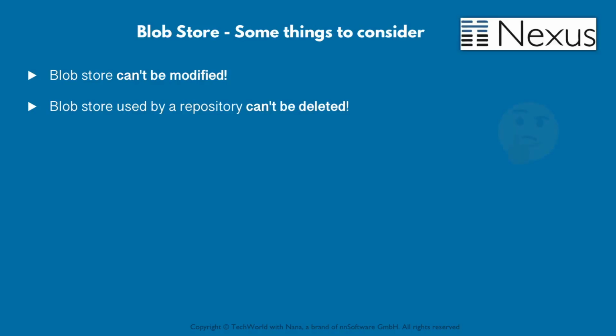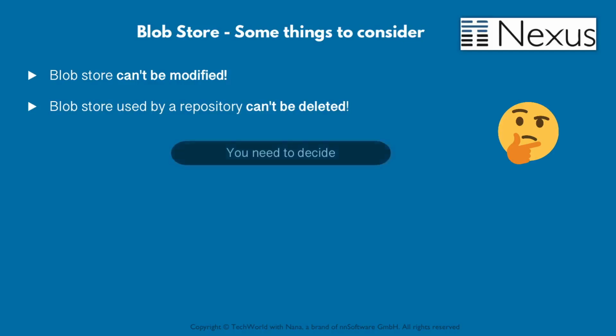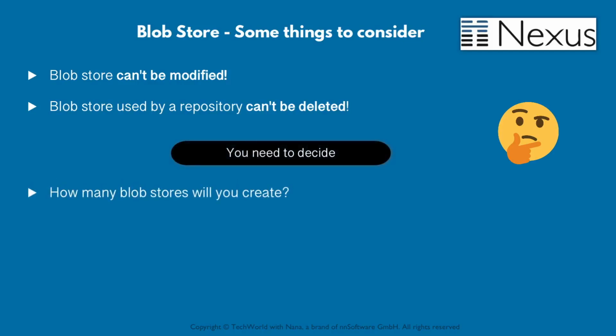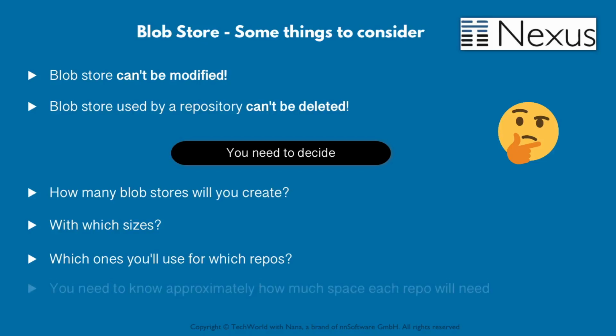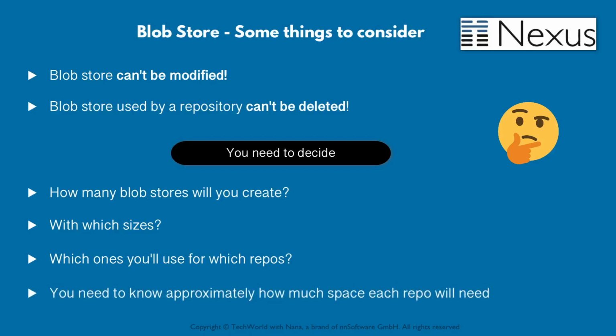Now, there's some things that you need to consider when creating blob stores and configuring them, meaning attaching them to repository. First, you need to decide carefully how many blob stores you create, with which sizes, and which ones you will use for which repositories. So you need to know approximately how much space each repository will need. So if you have a Maven repository for your Java files, you need to decide, okay, how many jar files am I going to be storing there?